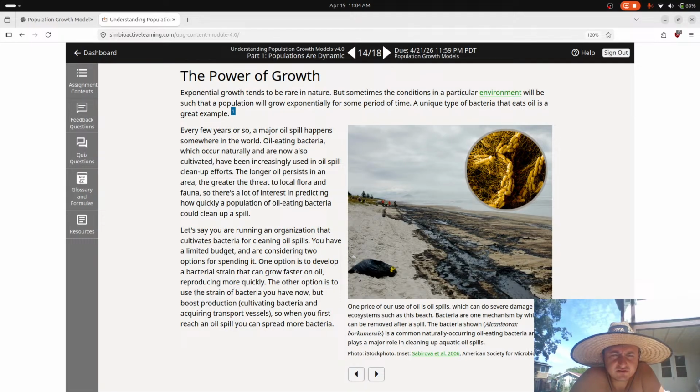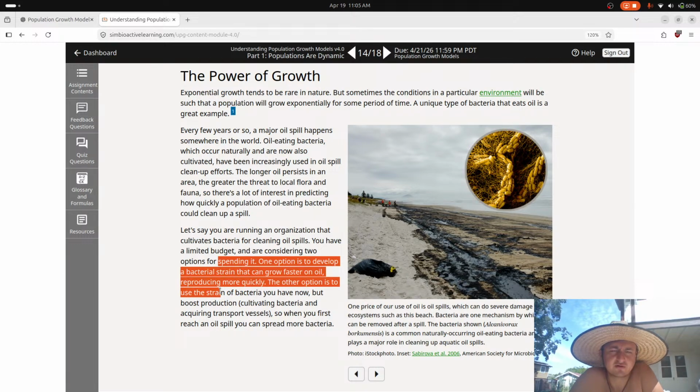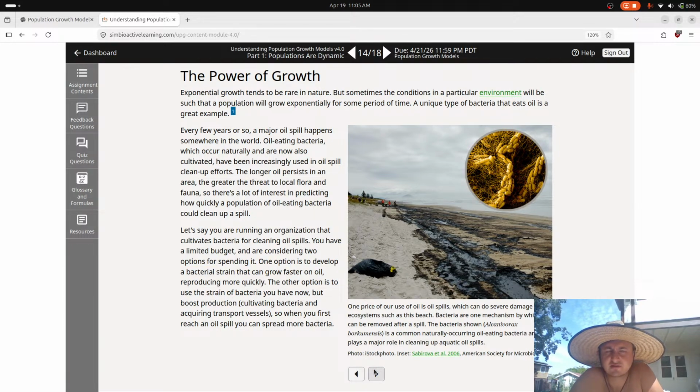The other option is to use the strain of bacteria you have now, but boost production, cultivating bacteria and acquiring transport vessels. So when you first reach an oil spill, you can spread more bacteria. Basically what they're saying is, do you want to increase R or do you want to increase N0?